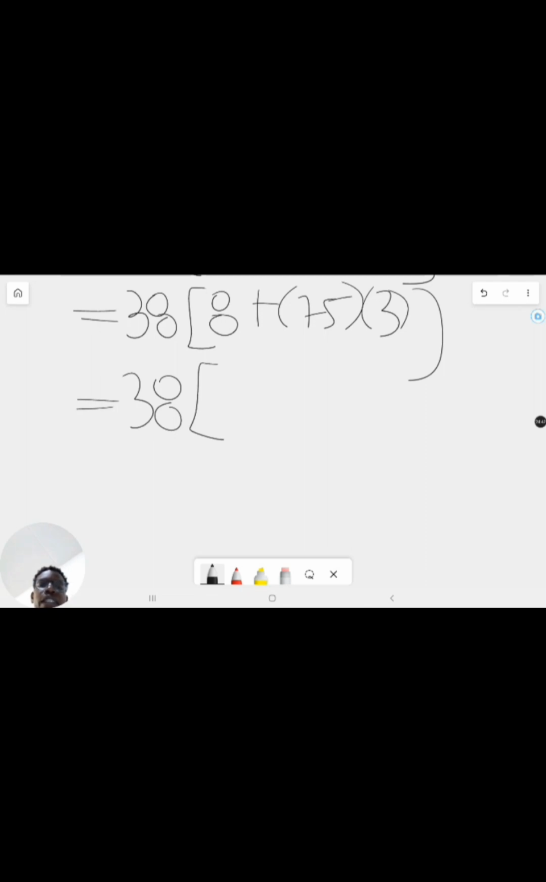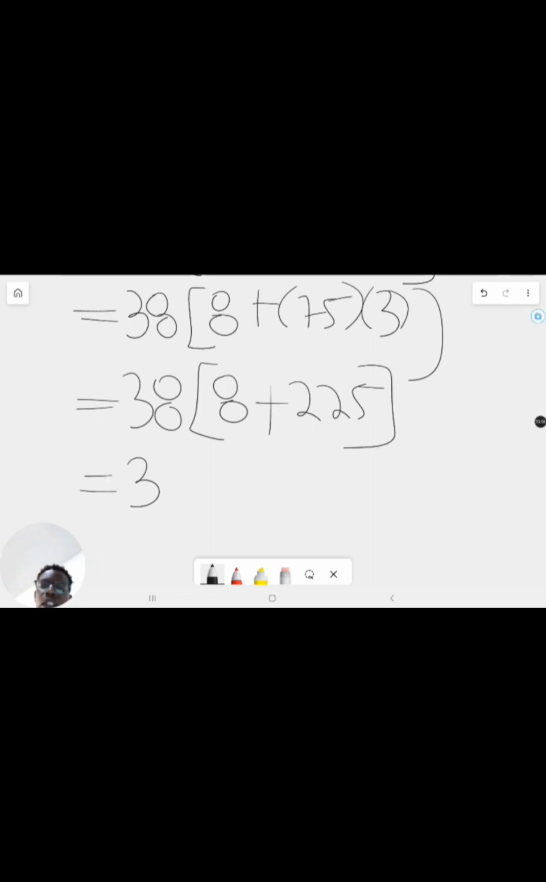Then this is 75 times 3. What is 75 times 3? So we've got plus 75 times 3. 70 times 3 is 210. 5 times 3 is 15. 210 plus 15 is equal to 225. So this is 225. Okay, this is 225.